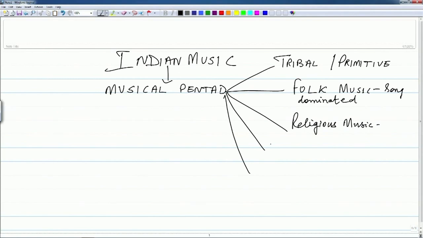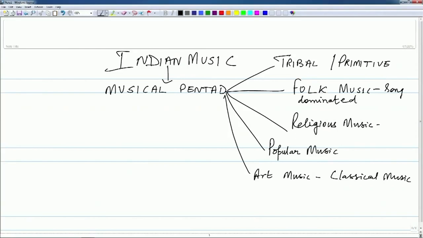The fourth category is what is most widely heard and widely liked. This is popular music. And in the case of India, Indian popular music, it's certainly mostly film music. And finally, the last category of Indian music is what he calls art music, which is classical music. Hindustani, Carnatic and such other musical genres belong under the category of art music.